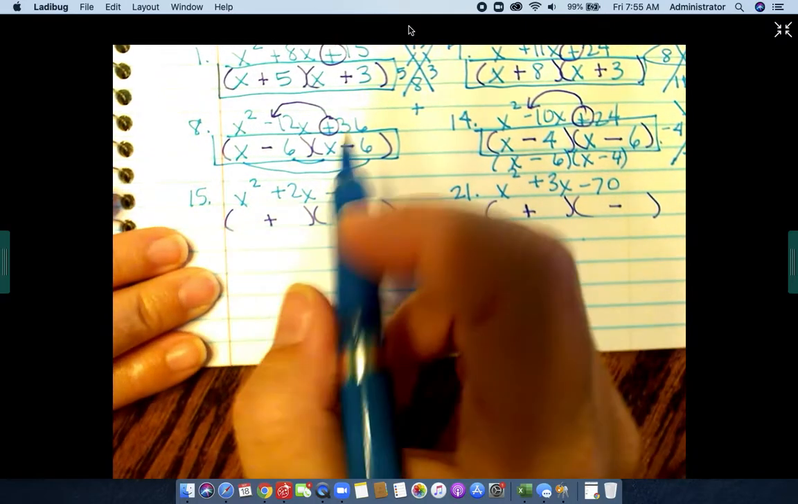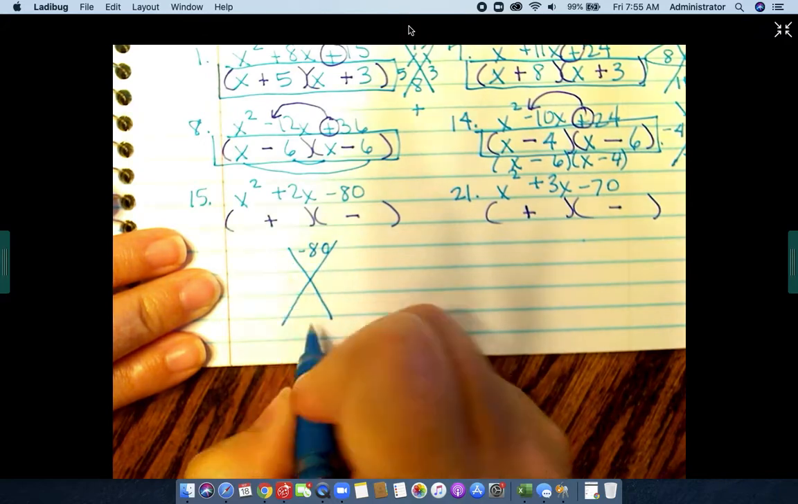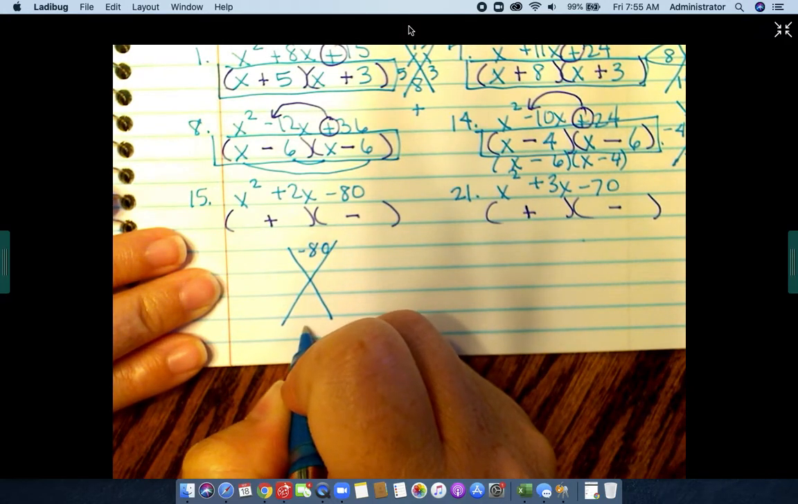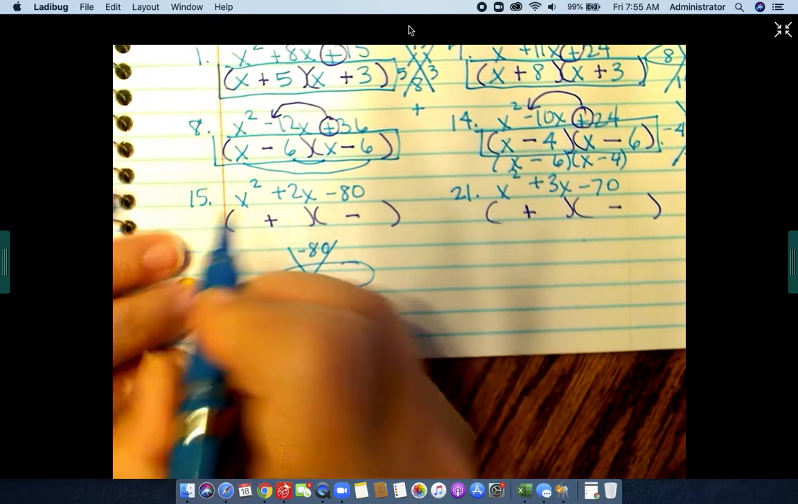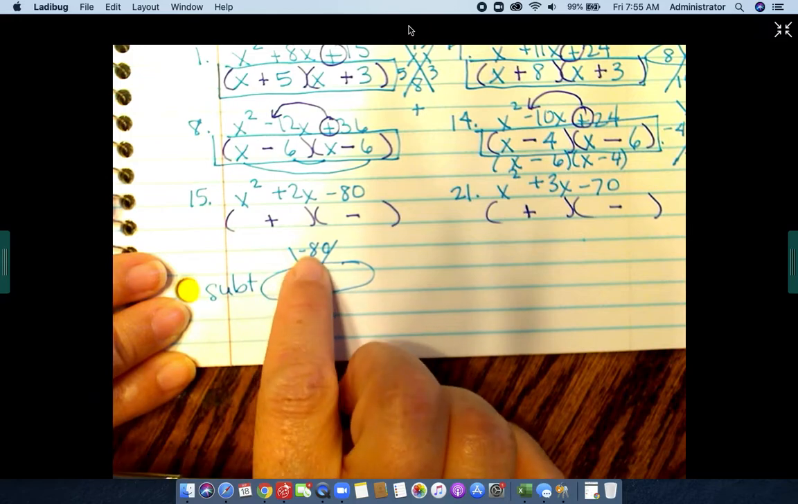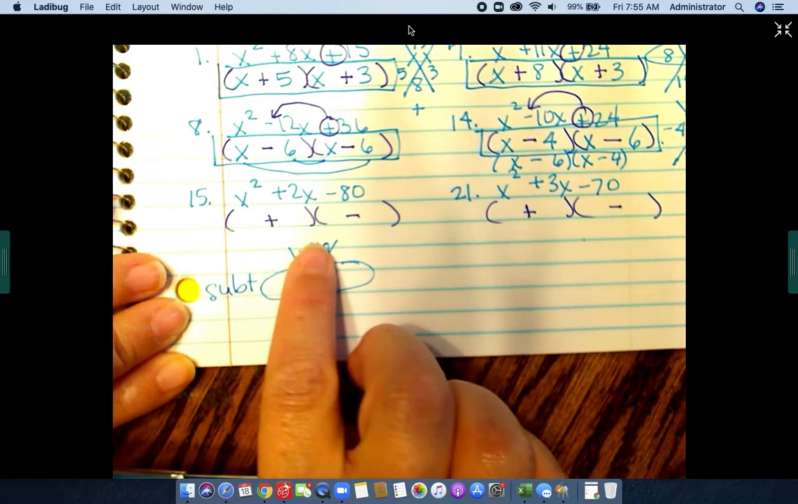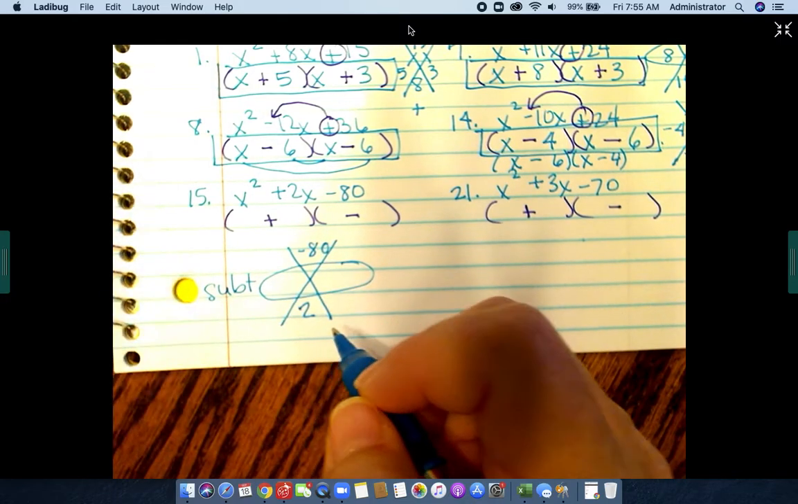Next for 15, this one's a little bit different. This time, because I have a negative up here and a positive down here, my job is to subtract these two numbers because I have a positive and a negative. So when I combine a positive and negative, I'm really subtracting. All right, so think about negative 80.